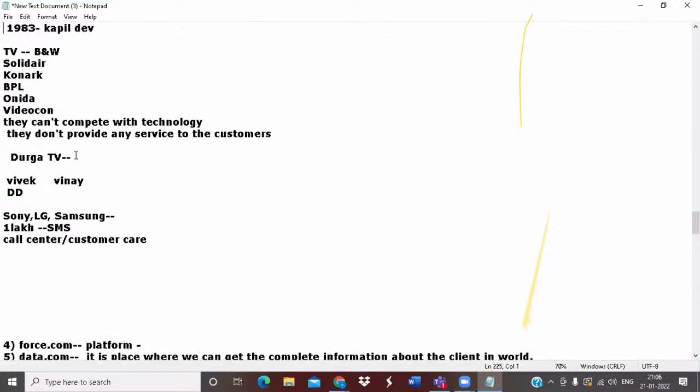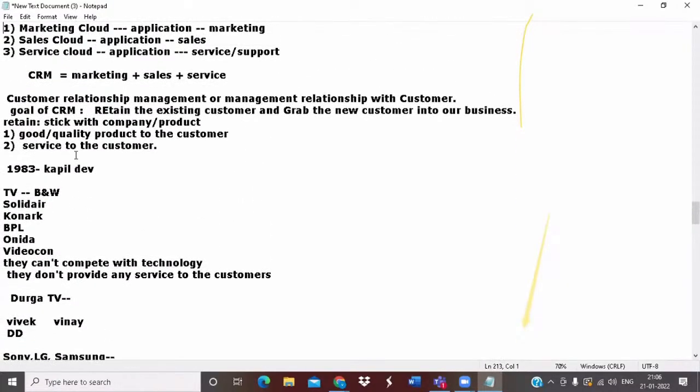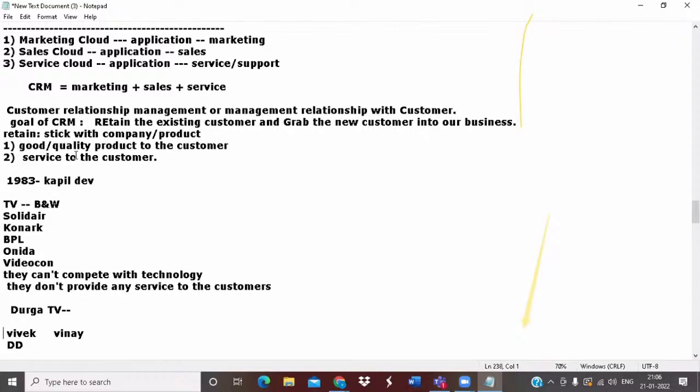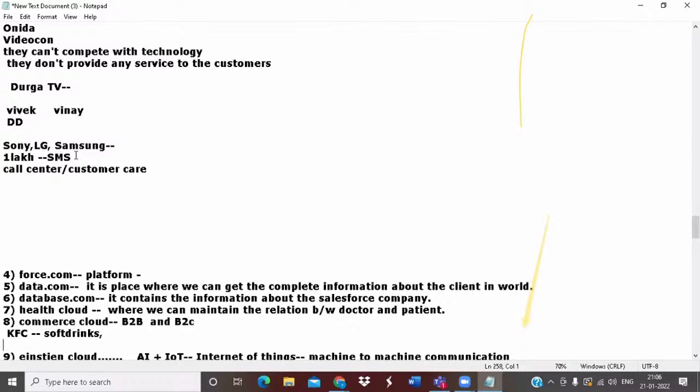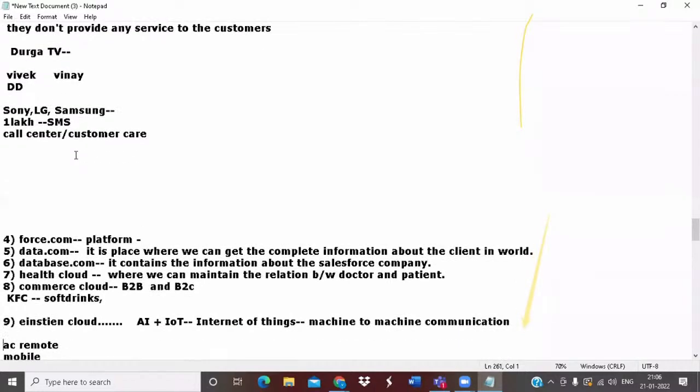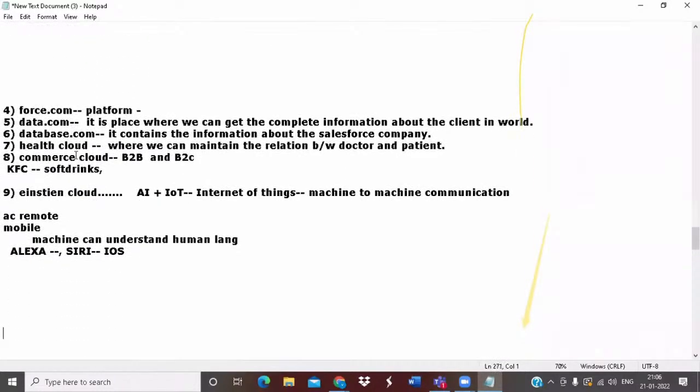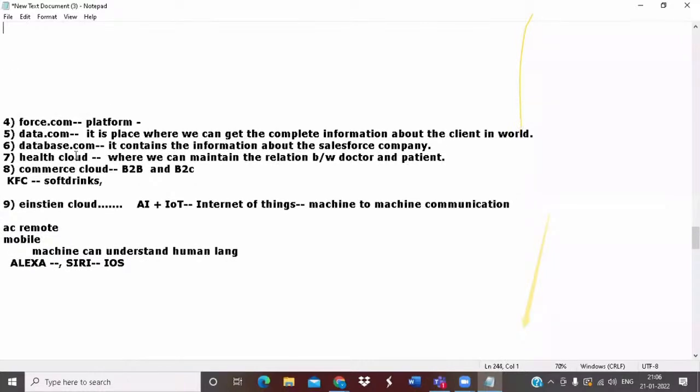Marketing cloud, sales cloud, service cloud, force.com, data.com, database.com, health cloud, Einstein cloud, and many more clouds are given by Salesforce. I hope all of you understand all these clouds. Yes or no? Yes, sir. The next topic I'm going to discuss is Salesforce partners.